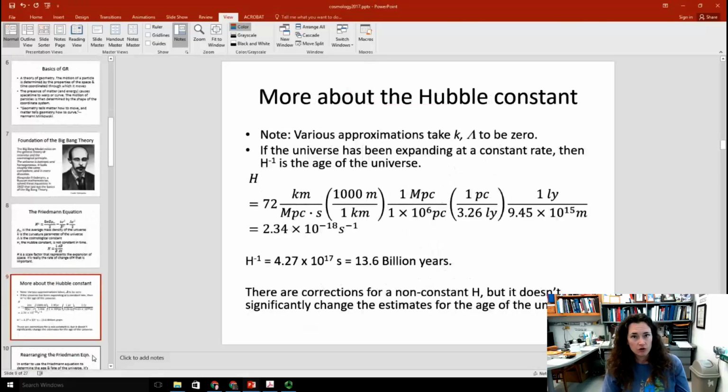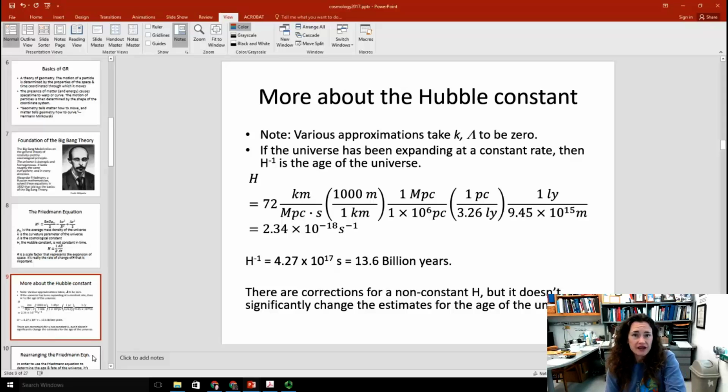Now, a little bit more about the Hubble constant. We've said that it's not constant in time. But if you assume it is for just a second, then you can use the inverse of the Hubble constant to estimate the age of the universe, okay? Now, various approximations in solving the Friedmann equation take k and lambda to be 0, okay? Lambda is pretty close to 0, as we'll see in a little bit, and k, the universe is basically flat. Spoiler alert, sorry, but we'll talk about that more later.